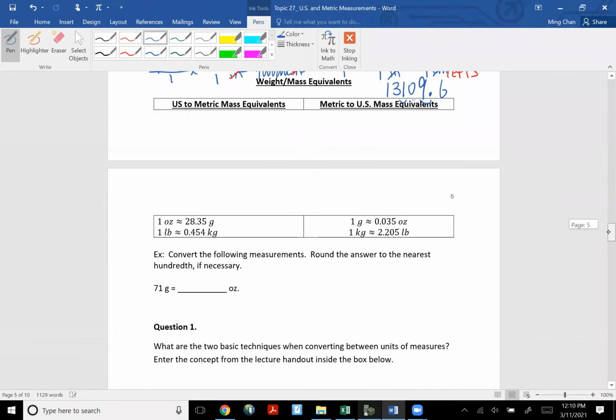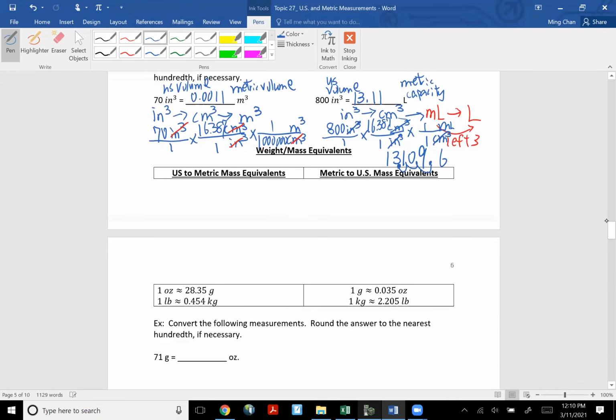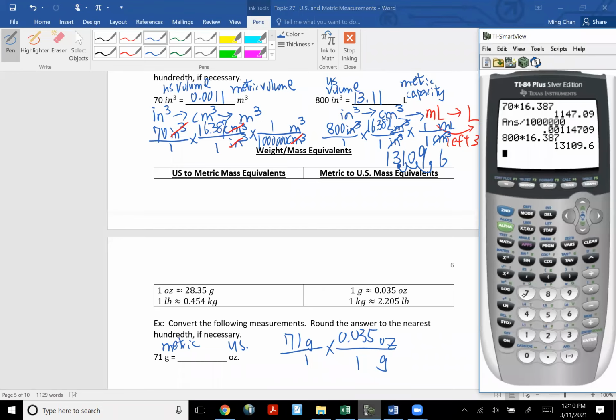All right, so let's do one example of your weight. Okay, make weight and mass equivalents. So this is gram. Gram is metric weight, and ounce is US weight. Do you see anything between gram and ounce right here? So I take my 71 grams over 1 times, put the gram down here, put the ounce up here. What does it say? 1 gram for what? 0.035 ounce. So once I multiply, that will be my answer. There you go. Round to the nearest hundredth, that will be 2.45.